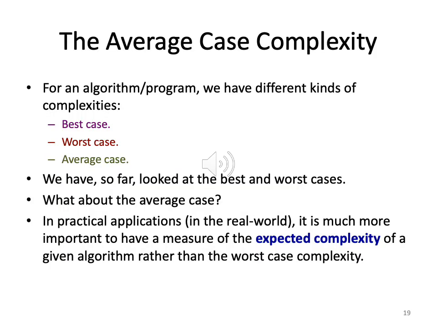Okay, so now I am on slide 19, and here we talk about average case complexity. The next couple of slides will briefly introduce it. For an algorithm or program, we can have different kinds of complexities: best case, worst case, and average case. We have looked at best and worst cases. For example, for linear search, best case complexity is of the order of 1, right? At the first comparison, you get a hit. Worst case complexity is of the order of n. In the worst case, you have to look at all the array elements. So what about average case complexity?